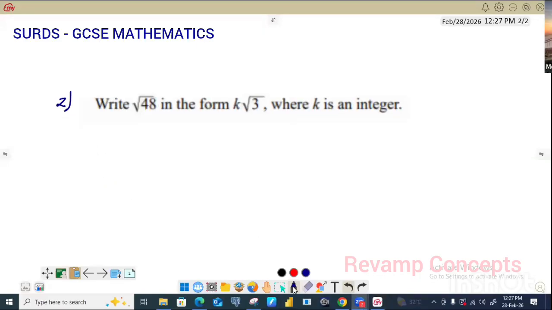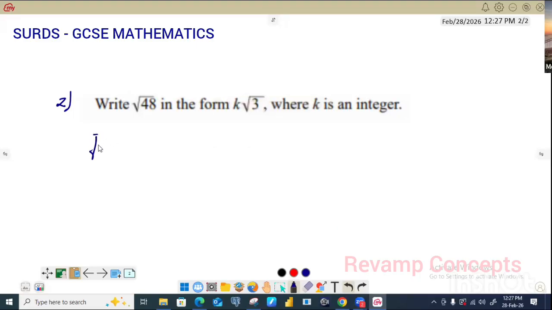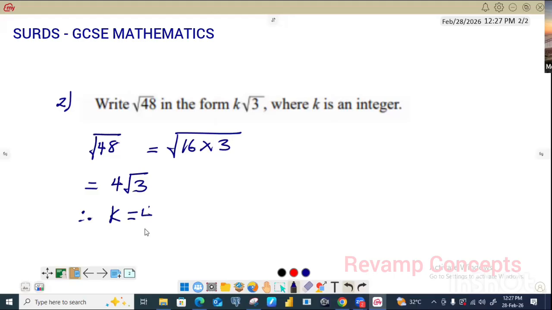In the case of root 48, what are the factors of 48? Now, one of them will be 3 and the other one will be a perfect square. So if you think of that, you may think of root 48 to be root of 16 times 3, and root of 16 is 4. We have 4 root 3. Therefore, our k is equal to 4.